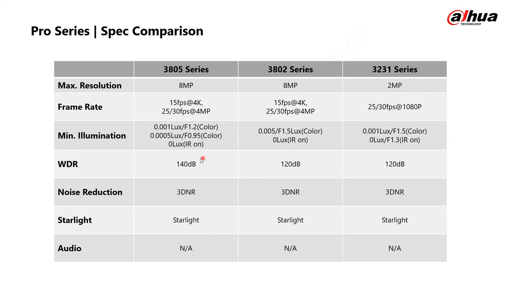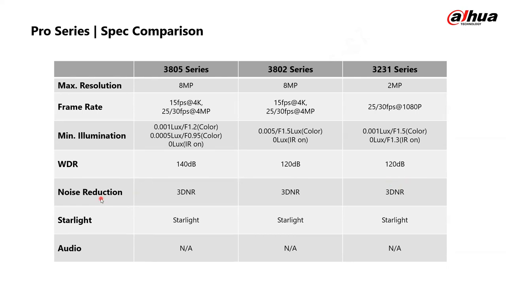For minimum illumination, we have different F values. This is going to ensure that the camera generates enough color shading for each and every object that has been captured. Then here we use the ultra WDR, which is 140 dB. The ultra WDR is 140, this 130 is the true WDR, and 120 is the default wide dynamic range for these particular cameras.